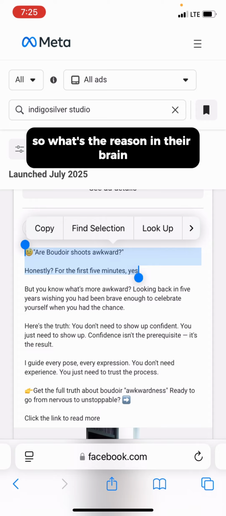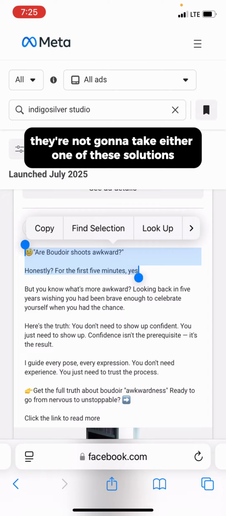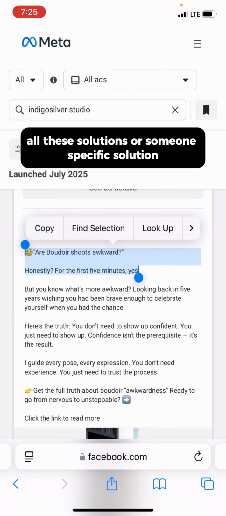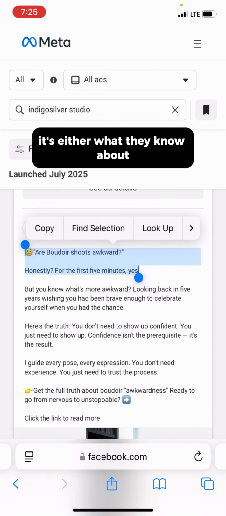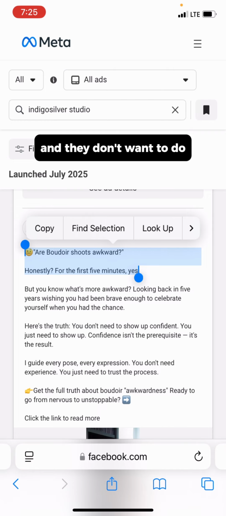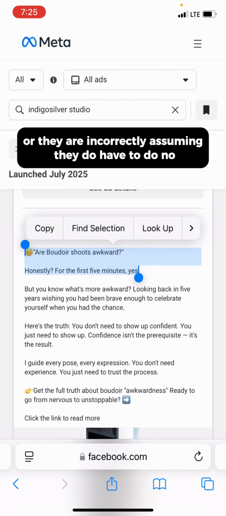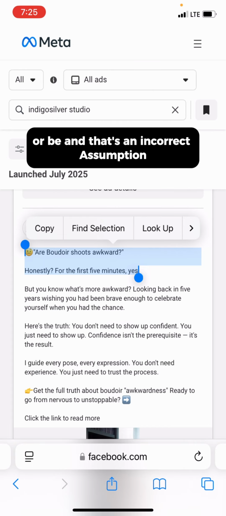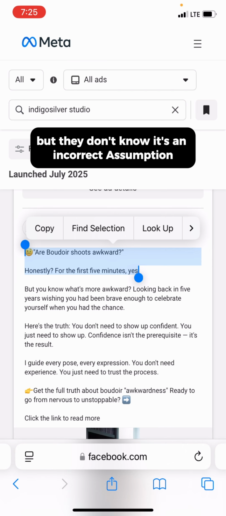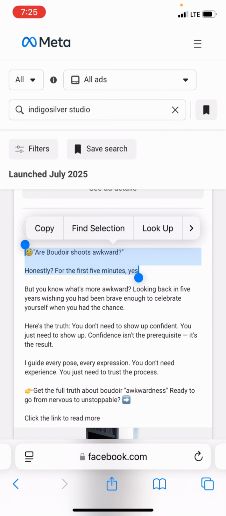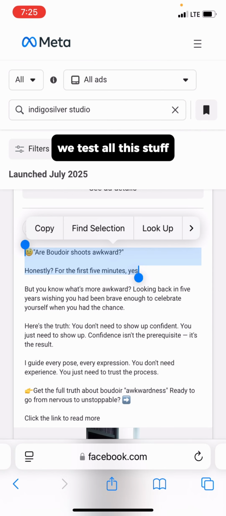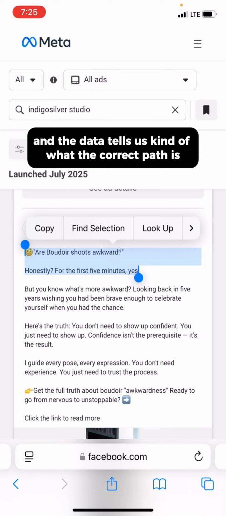So what's the reason in their brain they're saying they're not going to take either one of these solutions, all these solutions, or some specific solution? It's either what they know about it and they don't want to do, or they are incorrectly assuming they do have to do A or B, and that's an incorrect assumption, but they don't know it's an incorrect assumption. And again, we test all this stuff and the data tells us kind of what the correct path is.